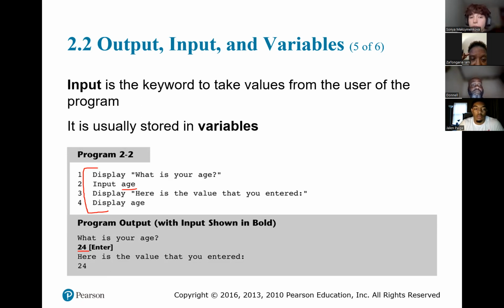So this is all that variables do. They just store information for us. And then we're just going to display, here's the value that you entered, and then we're going to display whatever they entered because we already have it stored. So these are variables, age and age, these are what we call variables.